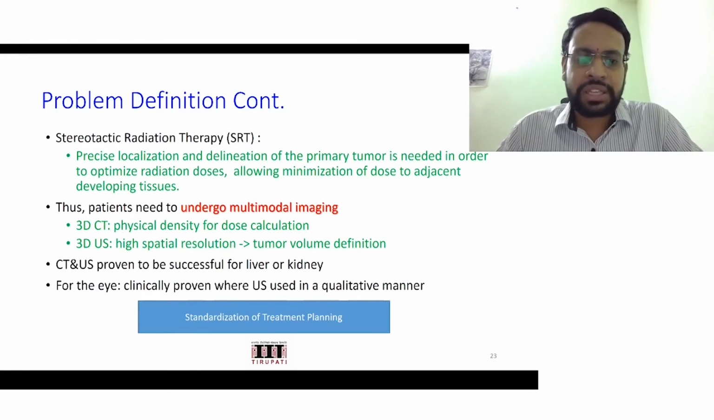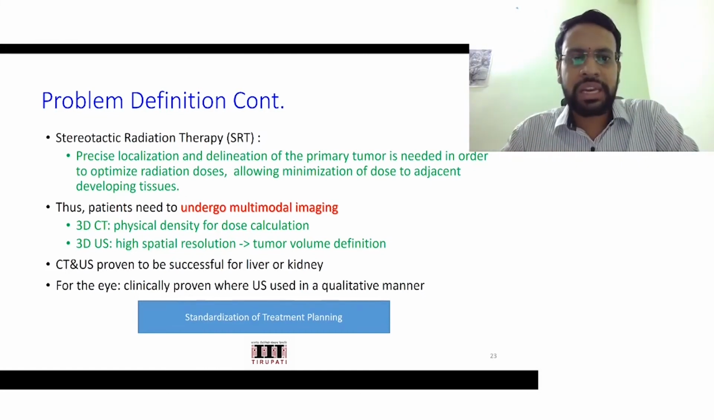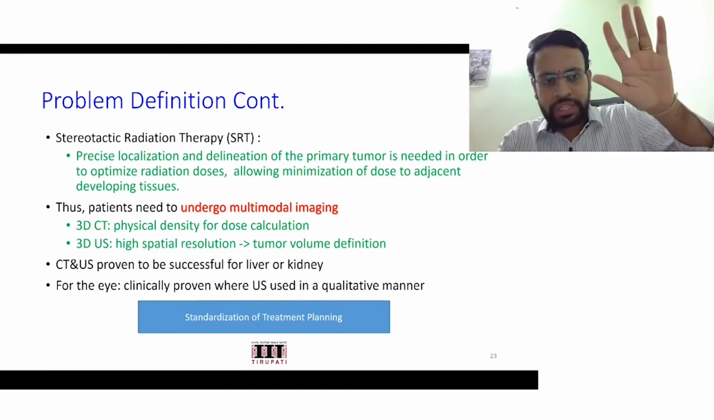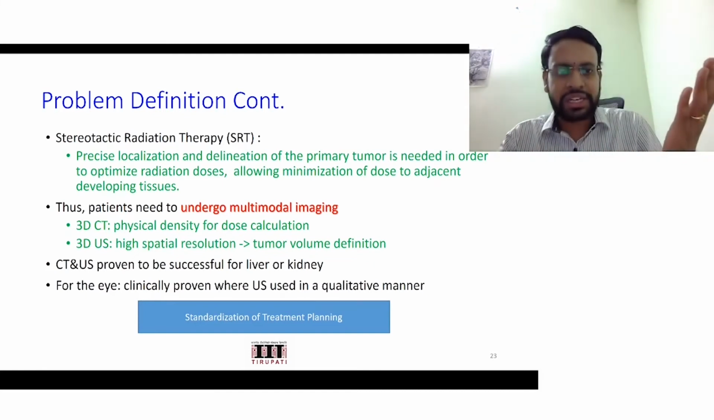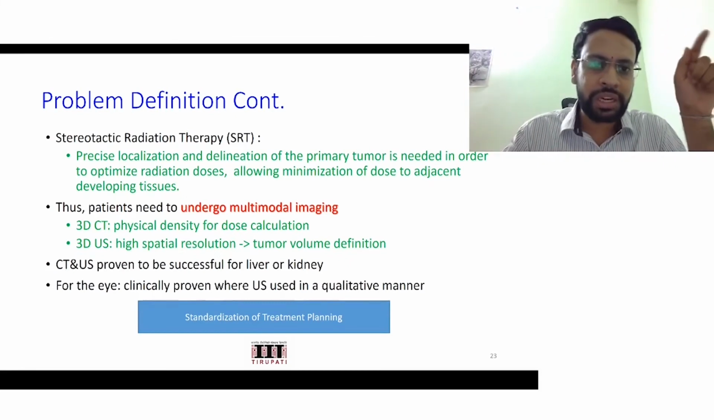This work is aimed at the fusion of the 3D ultrasound with the 3D CT scan, so that you do the segmentations of the bones in the CT scan, you transfer them into the ultrasound, and you then nicely do the segmentation of the tumor in the ultrasound.